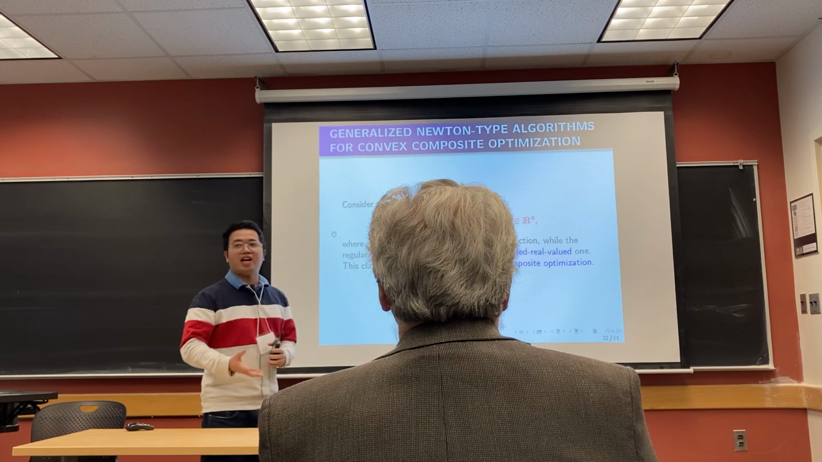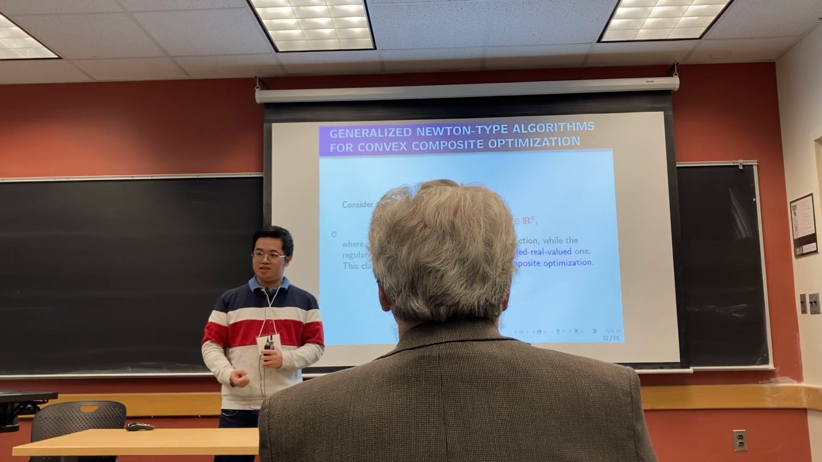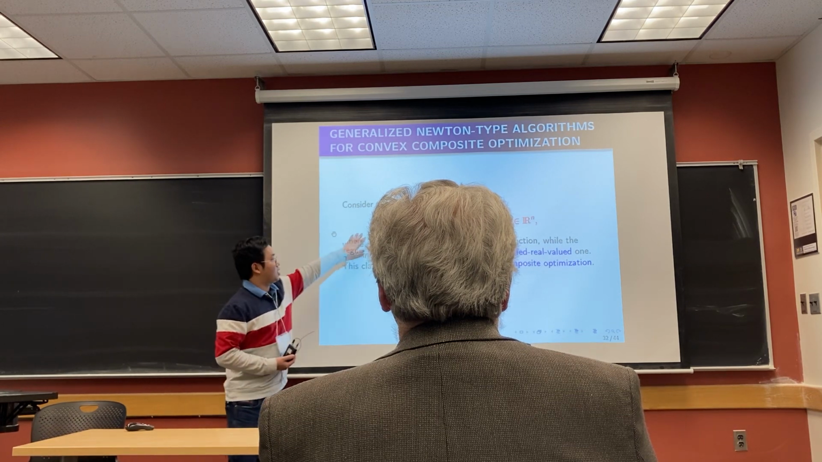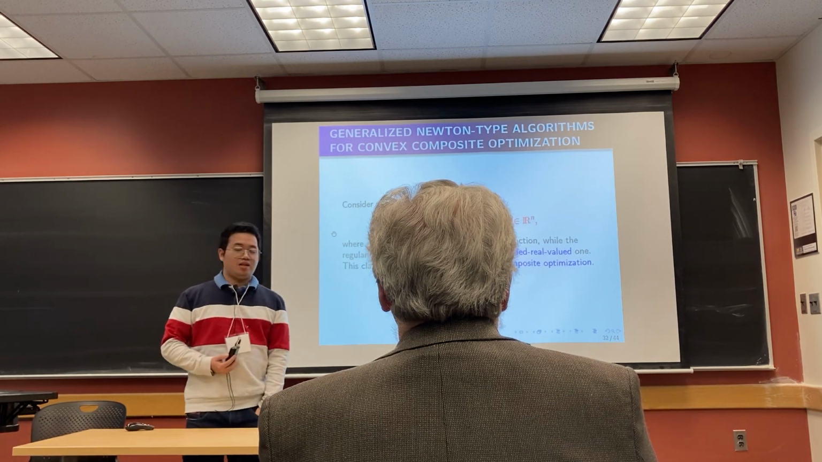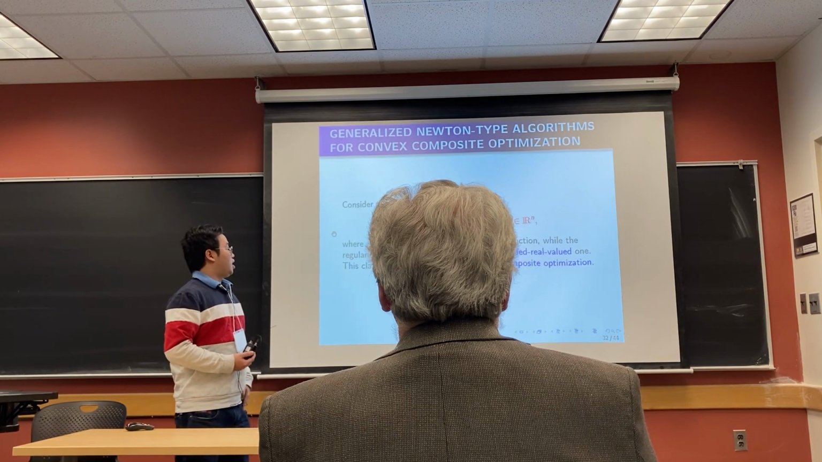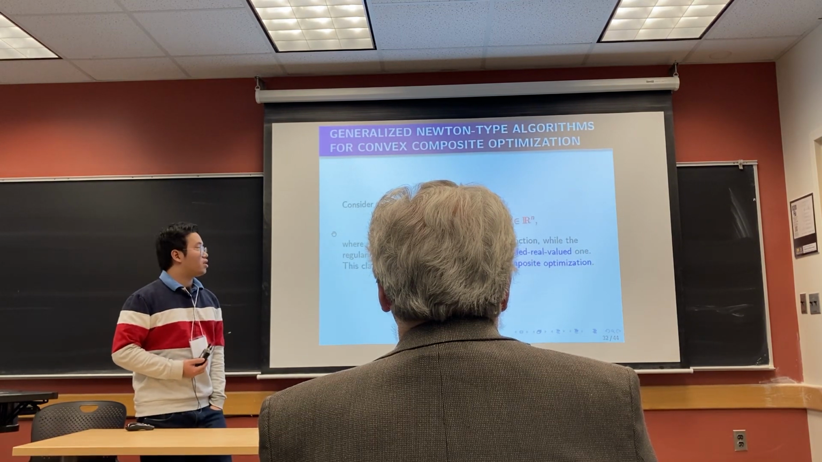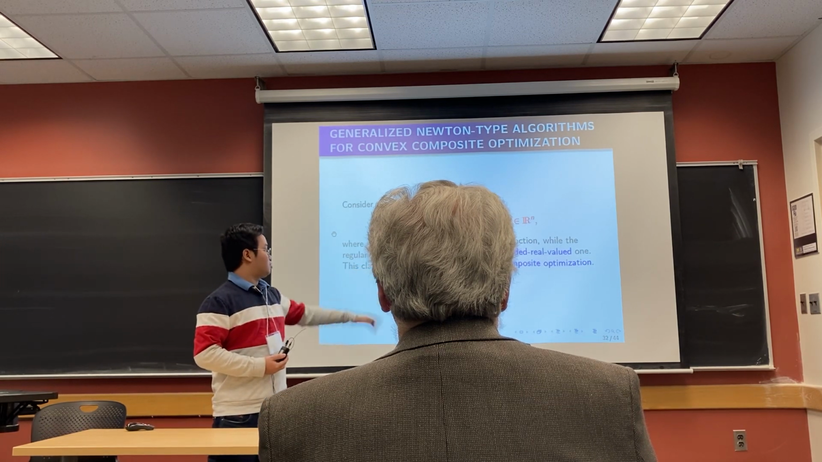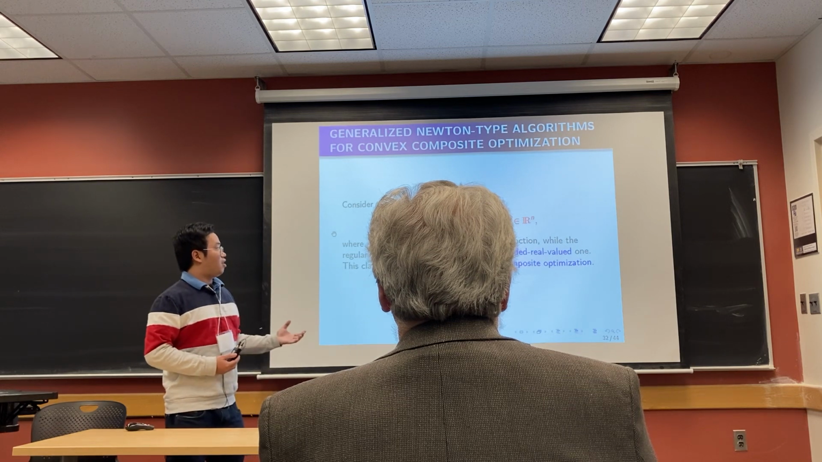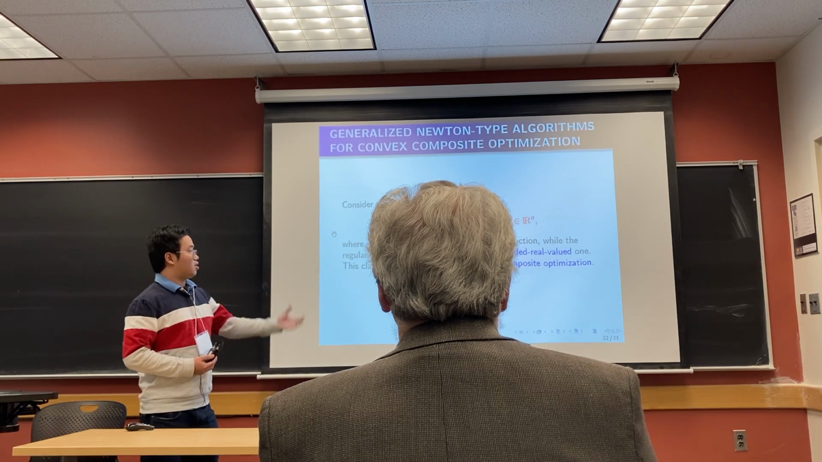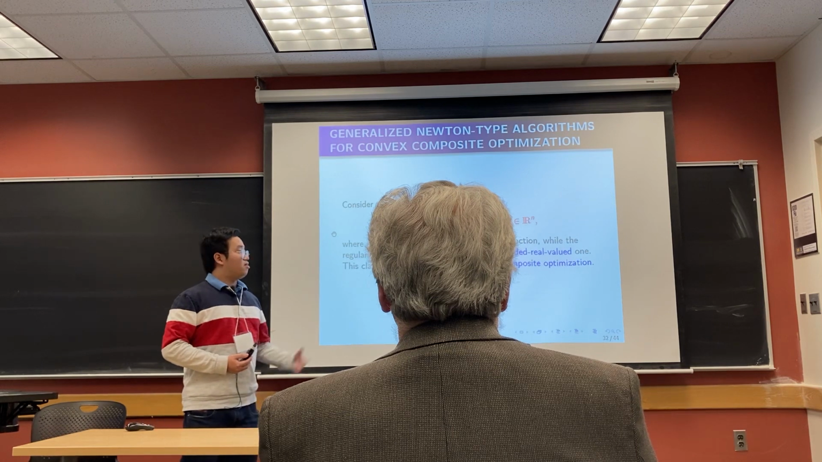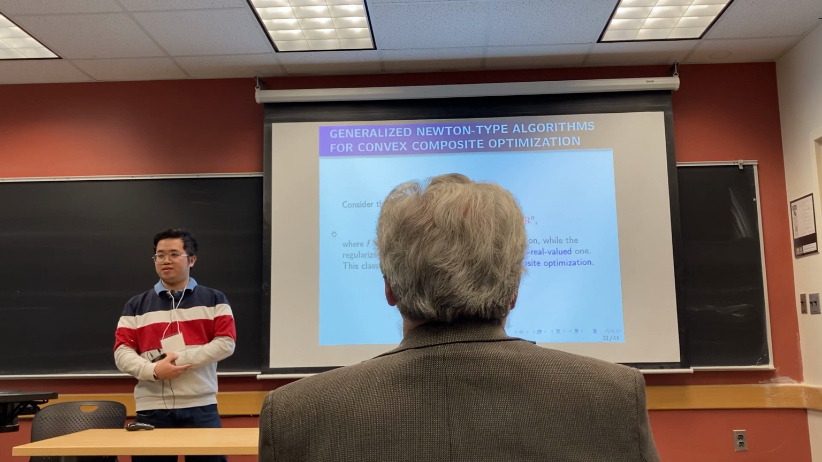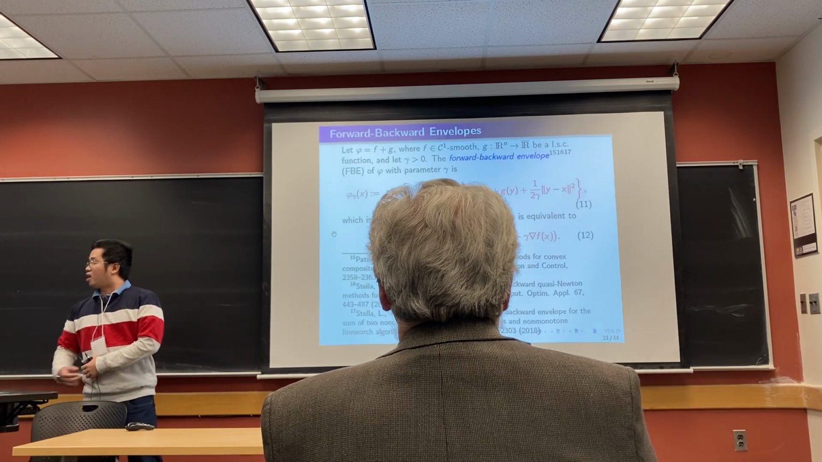But here we will develop our method to the nonsmooth case. Here we choose a class of nonsmooth functions, that is the sum of two functions, f and g. F here is convex and smooth, and g here is convex but not necessarily smooth. This kind of problem has appeared in a lot of applications, and as you can see, in this kind of problem the function phi is not smooth.